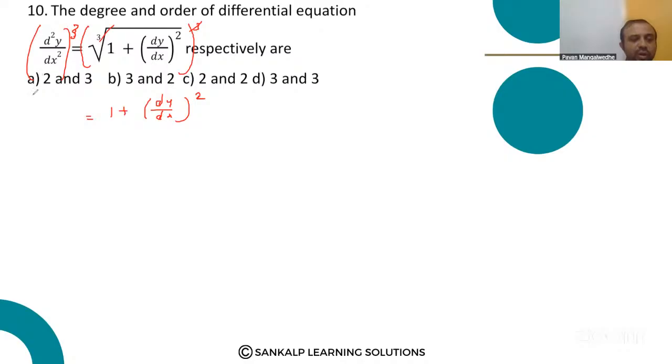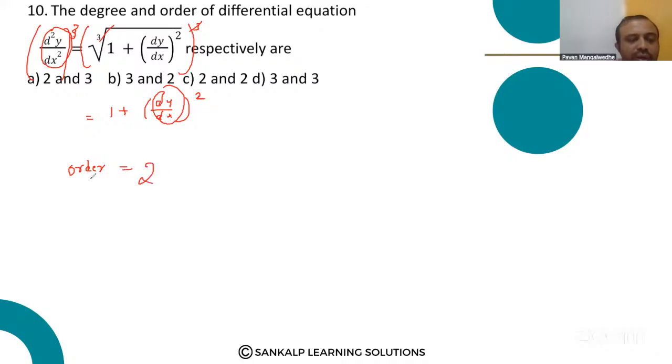Okay, so now it can be written that the order of a differential equation is the order of the highest derivative present over here. So in the simplified form, d square y by dx square has order 2, and dy by dx has order 1. So between these two, the highest order is 2. So hence you can write order is equal to 2.